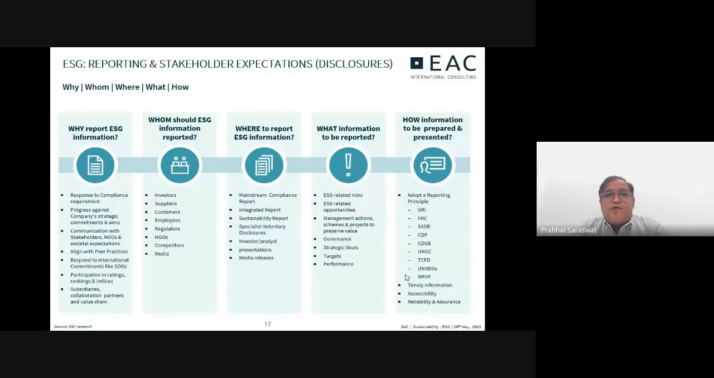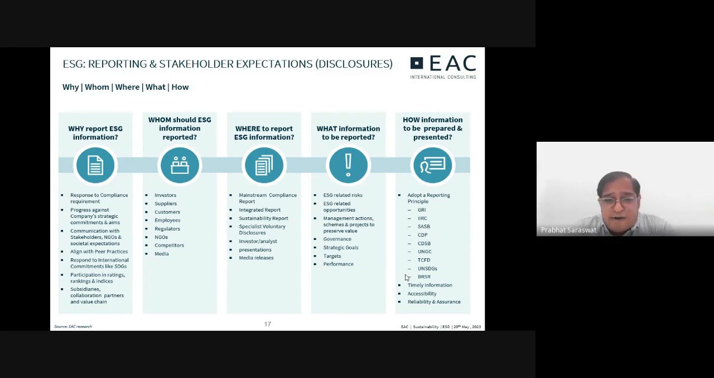Now reporting, and what the expectations from stakeholders are. I have tried to make it easier: why it is required, to whom the report should be made, where this information will be disclosed, and what and how. So why should we report ESG information?